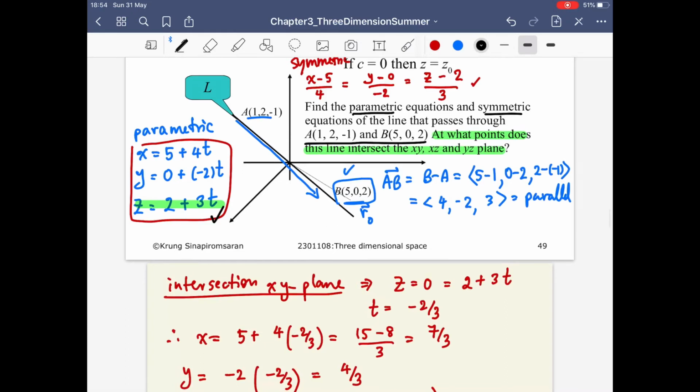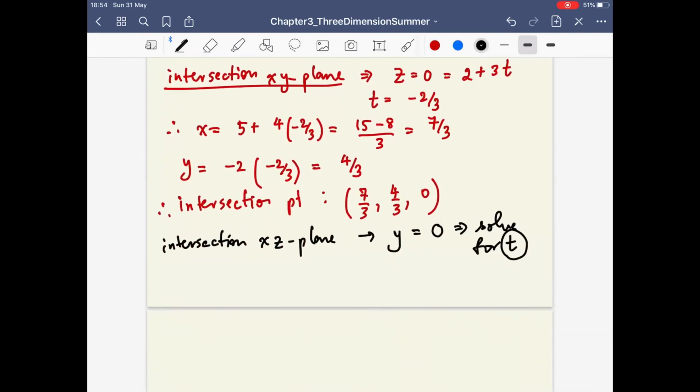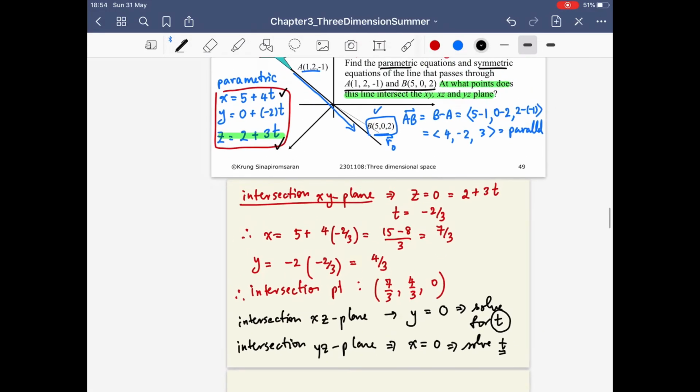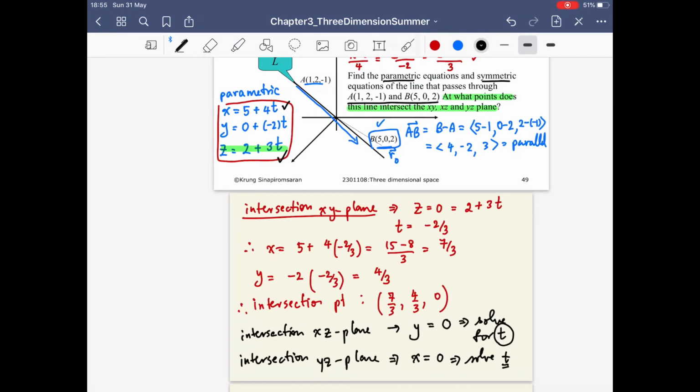How about the intersection with the yz plane? Then you are going to let your x equal 0, and again solve for t in this parametric equation. Okay, and then after you got that t, you just plug your t into the rest of the components to get the point of intersection that you need.